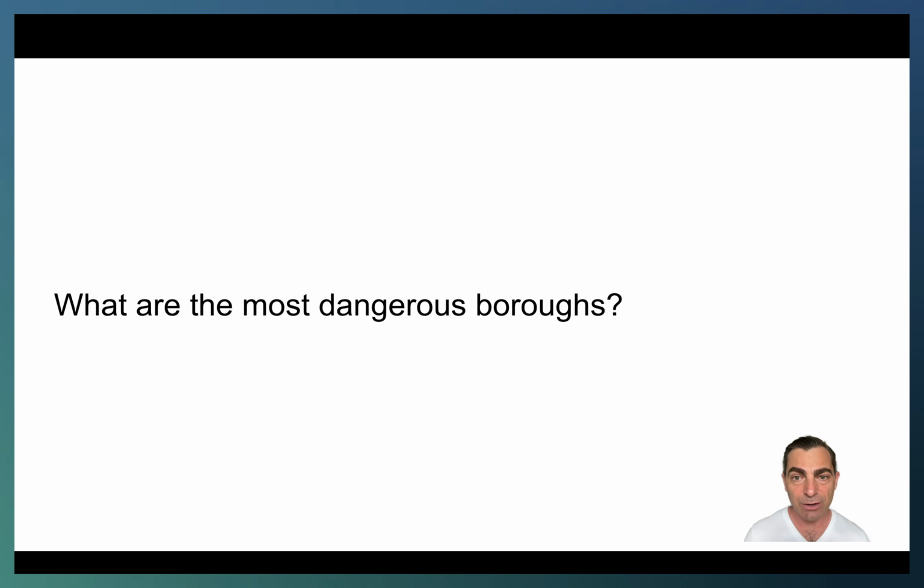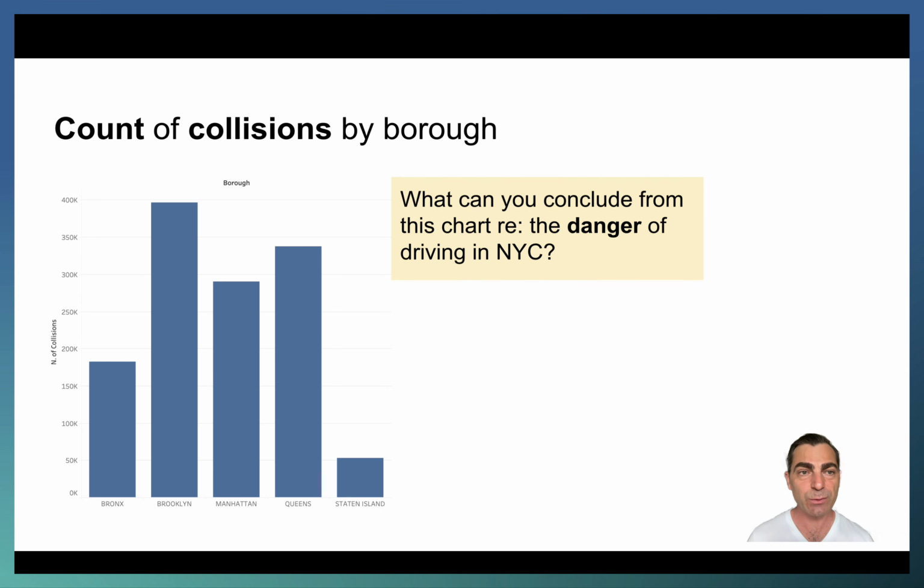Going back to our running example, if I have a question like this one, what are the most dangerous boroughs? Think for a moment how you would answer that question given the data that we have. Well, one way to do that is to reuse the same graph that we had before. For every single borough, we count the number of collisions. So now the question I pose to you is, what can you conclude from this chart regarding the danger of driving in New York City?